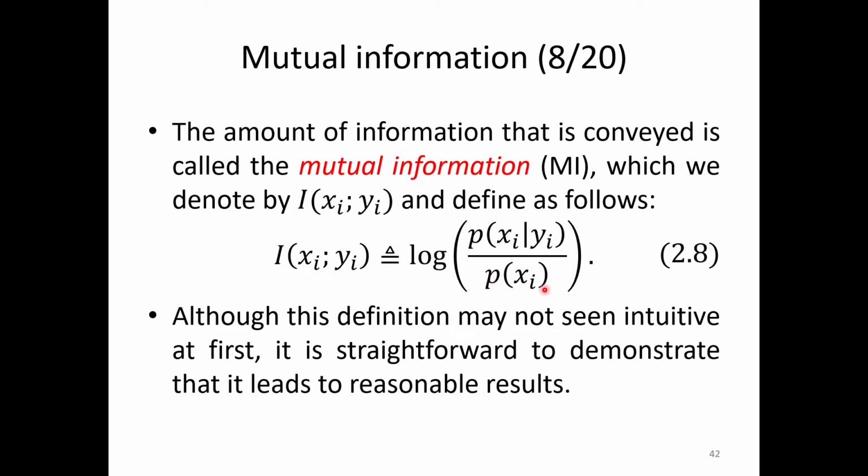where P(x_i) is the probability of the random variable capital X being equal to small x_i, and P(x_i given y_i) is the conditional probability that the random variable capital X is equal to small x_i, given that we know the random variable capital Y is equal to small y_i.